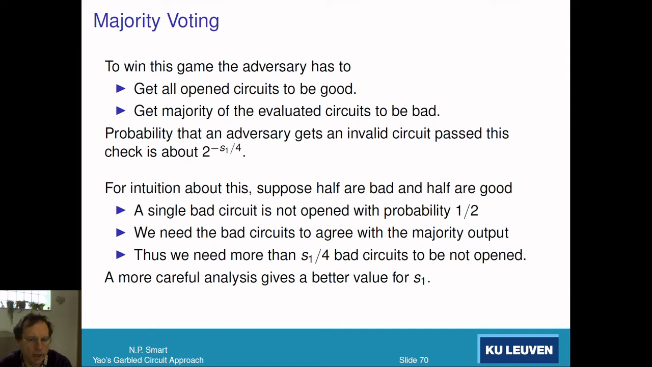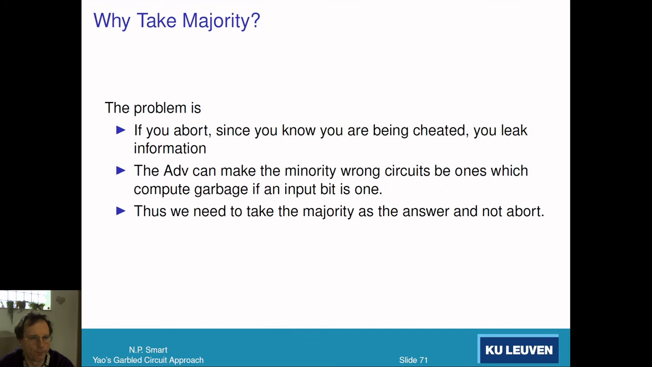And the idea is that if about half are good and half are bad, a single bad circuit is not open with probability of a half, but we need all the bad circuits to agree on the majority output. Thus we need more than S1 over 4 bad circuits not to be opened. And you can do a bit better analysis on that and get a better value for S1 than 2 to the minus S1 over 4, but we can keep that as our basic idea.